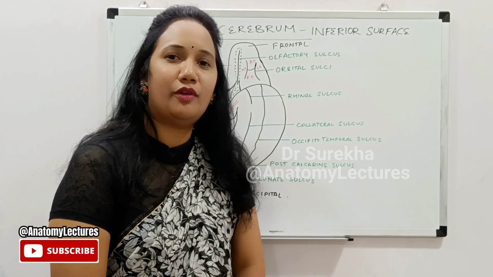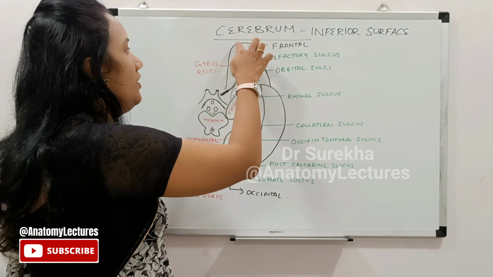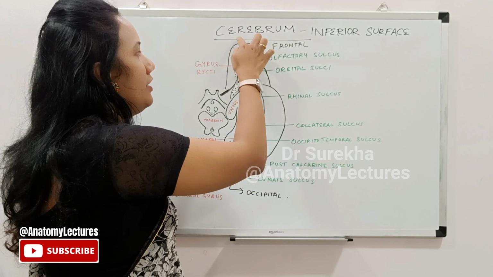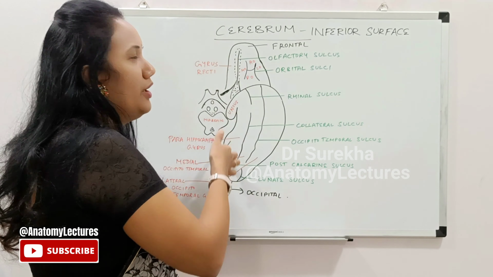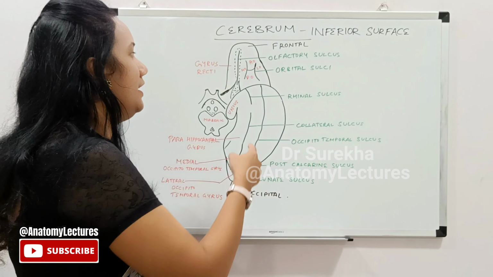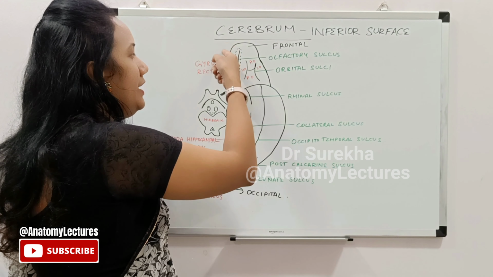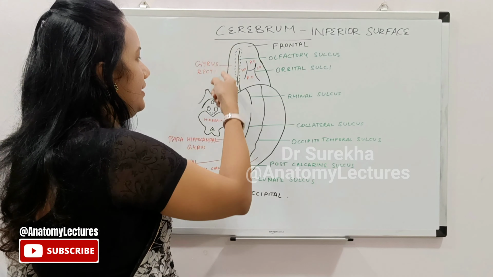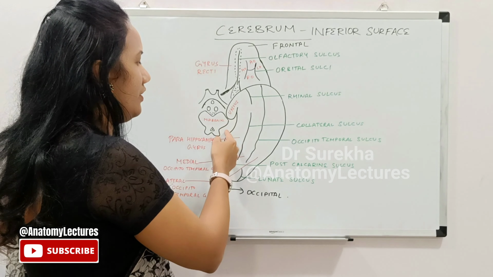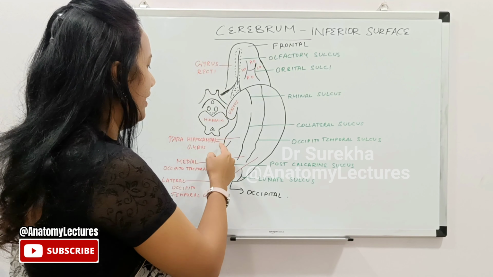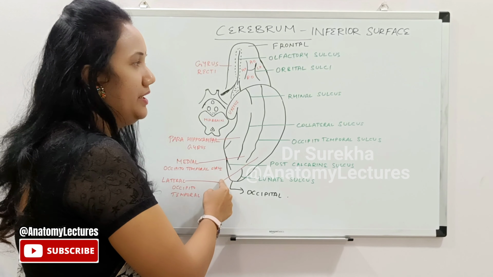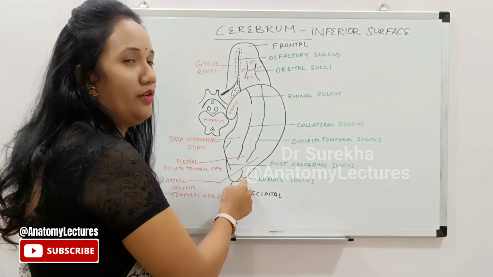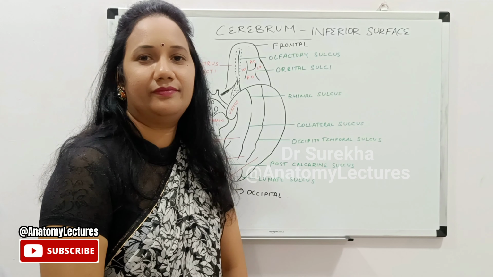I will show you some of the borders in this diagram. This is the superciliary border, and I told you the inframedial border is divisible into three parts. This is the medial orbital border. Here we call it the inframedial border, and this part the medial occipital border, and this is the inferolateral border.